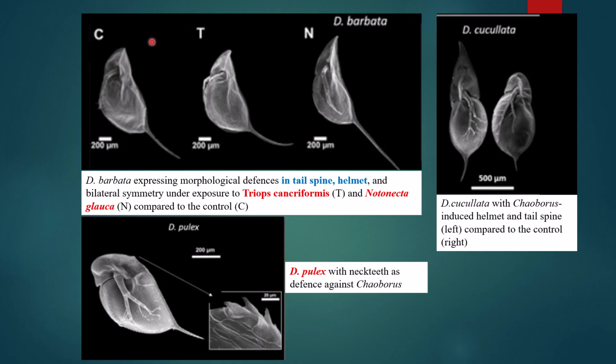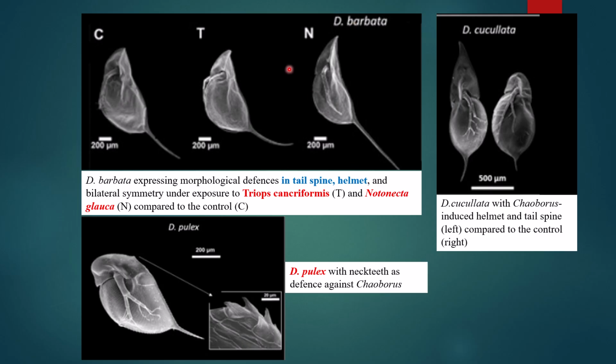So this is C, T, and N. C is the control image. Then we have T, where the organism has been exposed to Triops cancriformis. So this is Triops. And then this N is Notonecta, the insect predator Notonecta. तो यहाँ पे आप देखोगे, जहाँ पर आपका T से एक्सपोजर है, ट्रायोप्स का एक्सपोजर है, उस केस में जो आपकी लेंथ हेड जो है, it has started developing into a small crest-like structure, but it is not that prominent. And tail is also extended up to some extent.